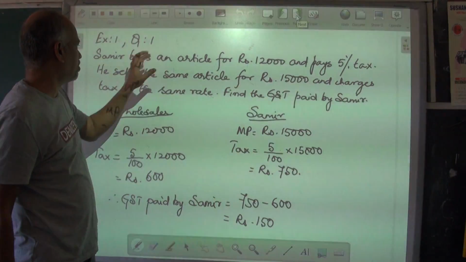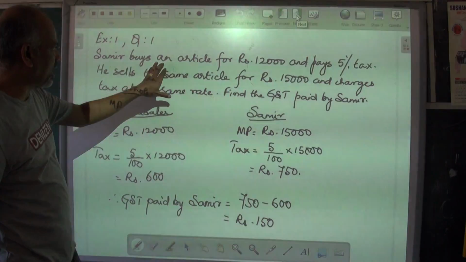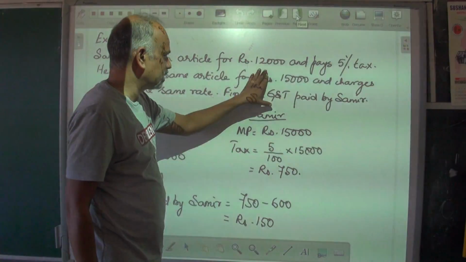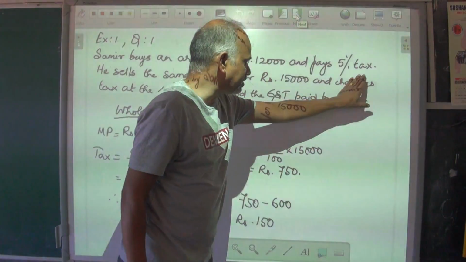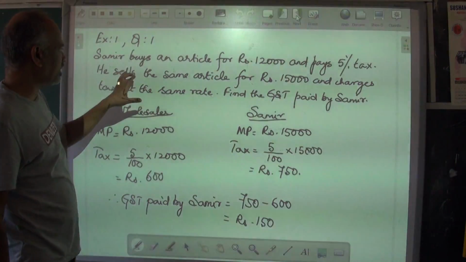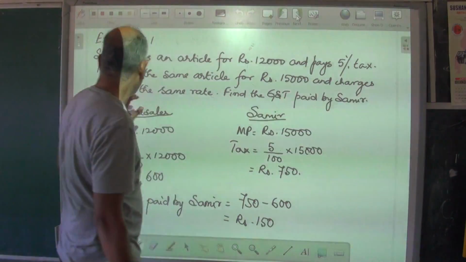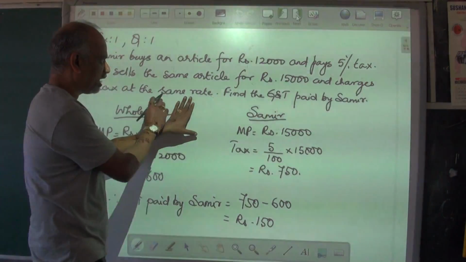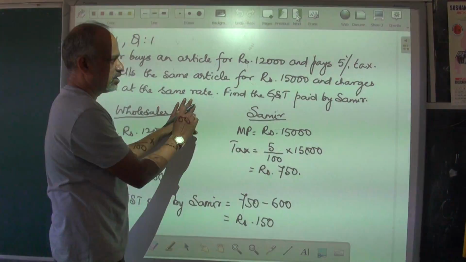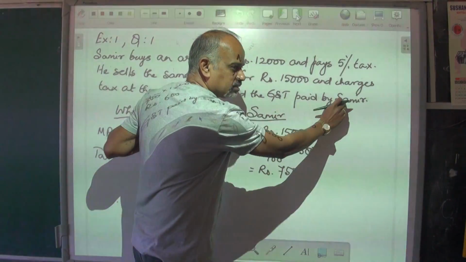Exercise 1, question number 1. Samir buys an article for rupees 12,000 and pays 5% tax. He sells the same article for rupees 15,000 and charges tax at the same rate. At the same rate means 5%. Find the GST paid by Samir.